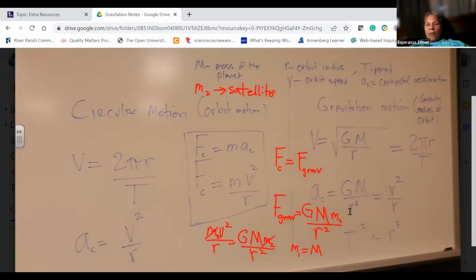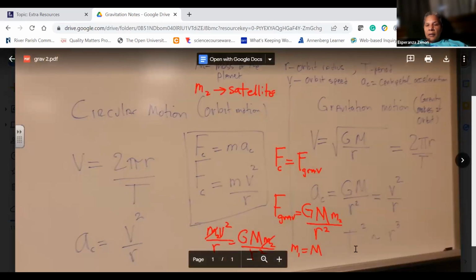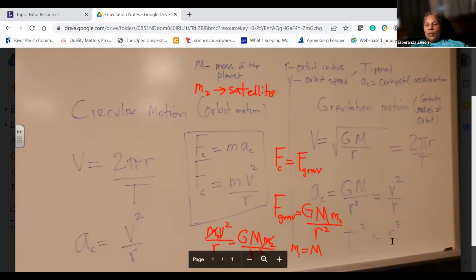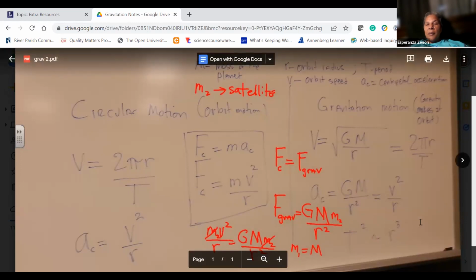Okay. What about this last formula? The period squared is proportional to the radius cubed. Well, remember I told you Kepler's law looked at what? The relationship between the period and the orbit radius. And it is from this relationship on the bottom, the period squared is proportional to the radius cubed. It is from this relationship that Newton was able to build his law of gravitation.